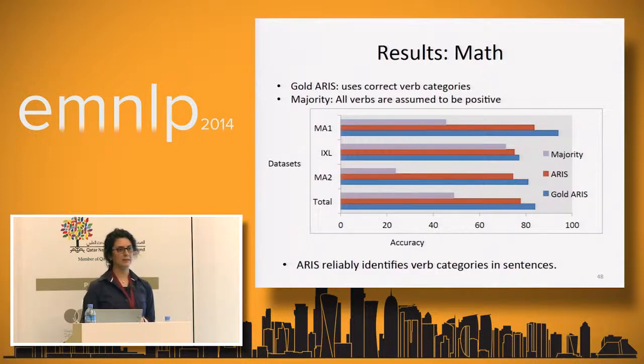Also, to understand the limits of our method, we compare the performance of ARIS, the red line, the full system, with gold ARIS, in which we use the gold standard verb categories. Basically, we assume that we know the correct verb categories and just try to solve problems based on those gold verb categories. So look at these results.